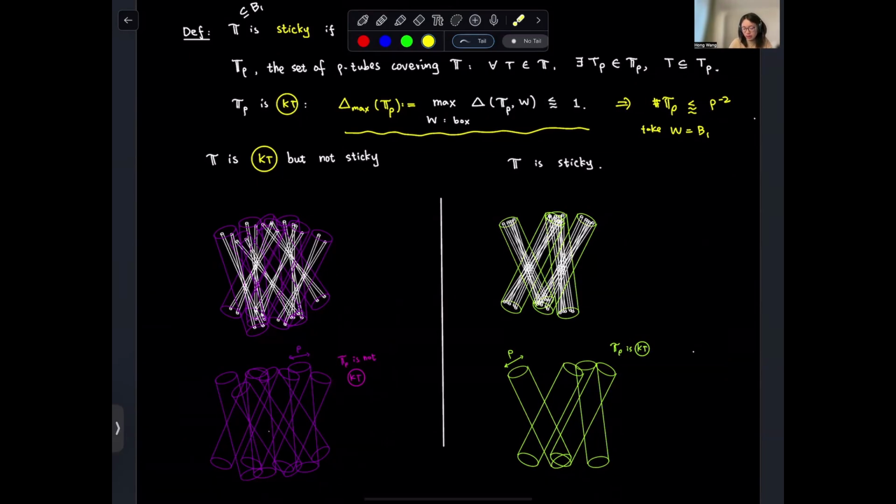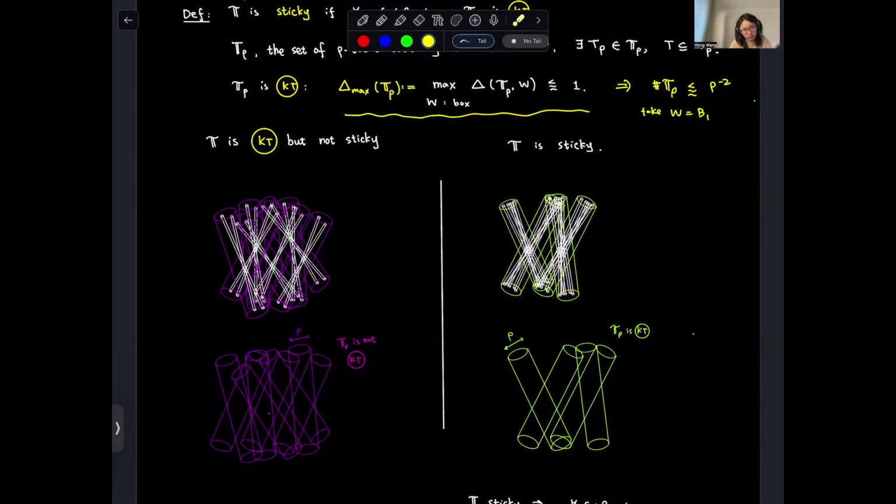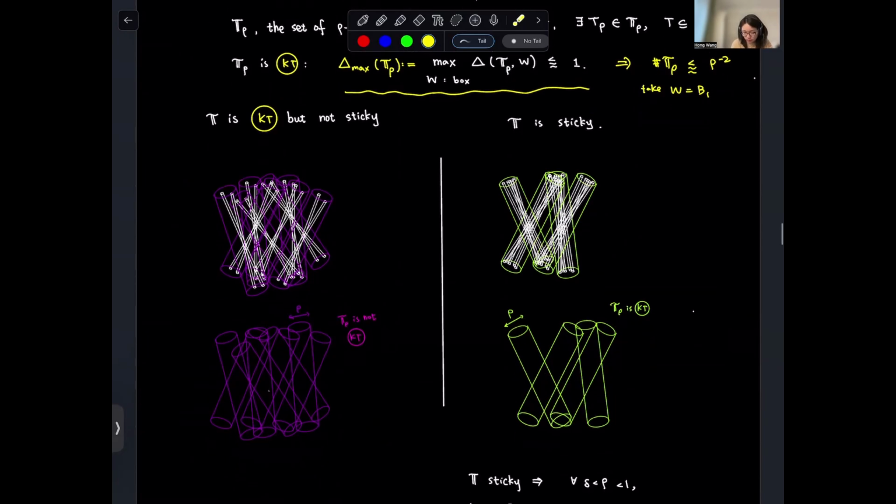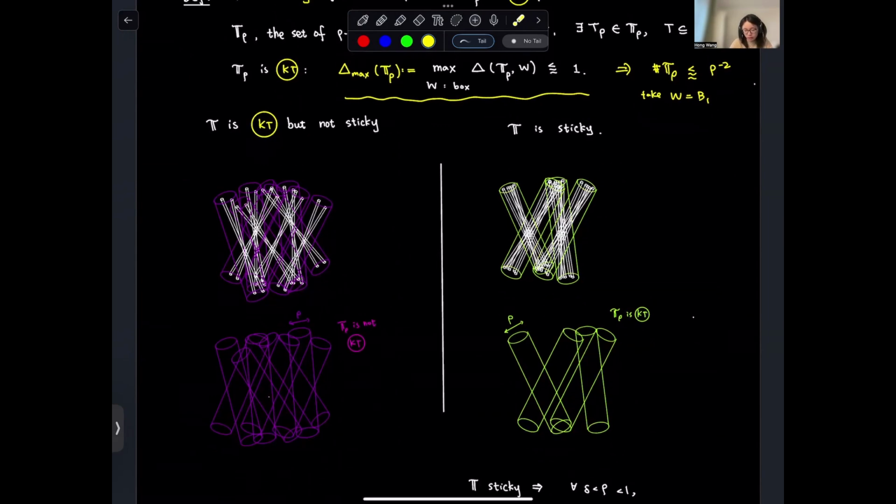And then the right-hand side is a sticky set of δ-tubes. For this ρ, in fact, it should also be that for every ρ, the corresponding ρ-tubes satisfy the Katz-Tao-Wolff axiom. It's not concentrated in any smaller box. Also, the picture can illustrate the word sticky because, as you can see, the δ-tubes on the right-hand side indeed stick with each other. They are very close to each other.